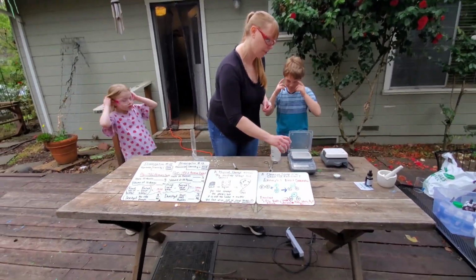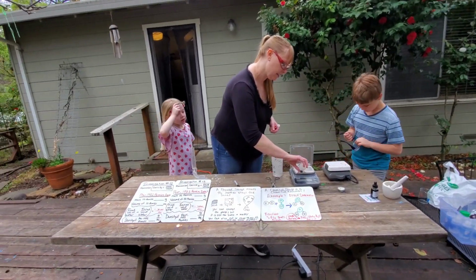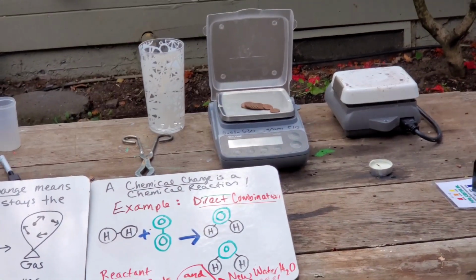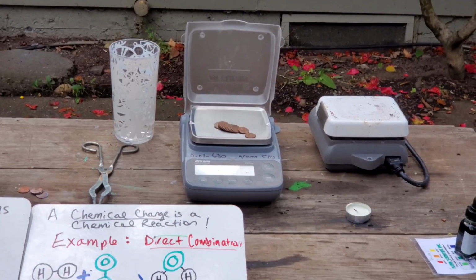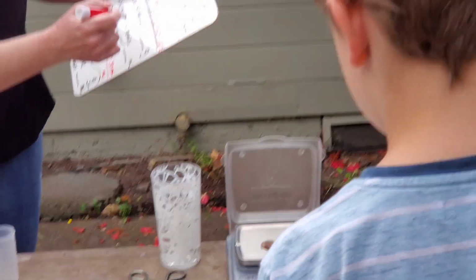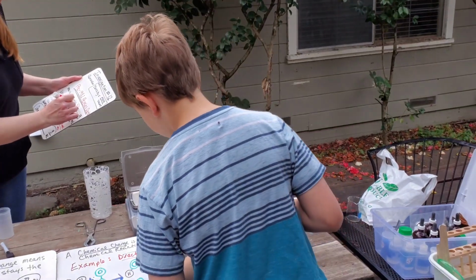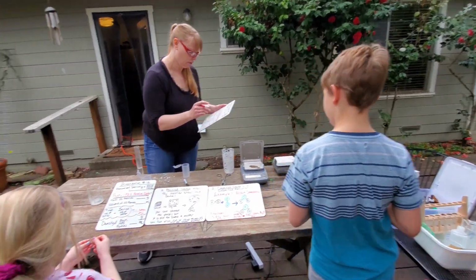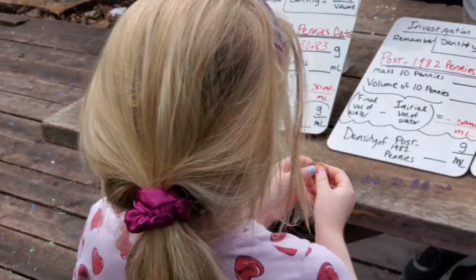We're gonna say how much these 10 pre-1982 pennies weigh. Go ahead and tell me, and I'm gonna put the data right over here. These are 30.83. Yeah. So those are 30.83 grams.